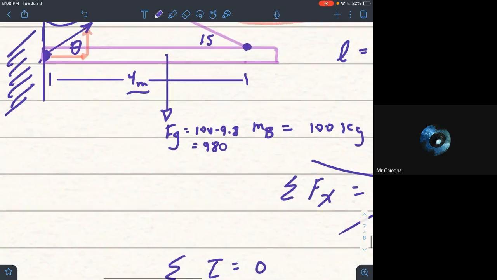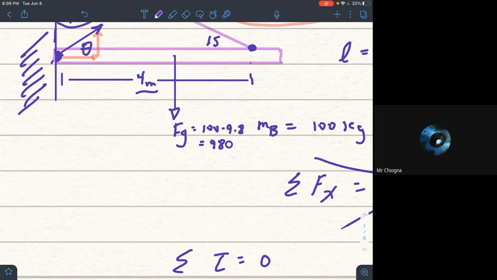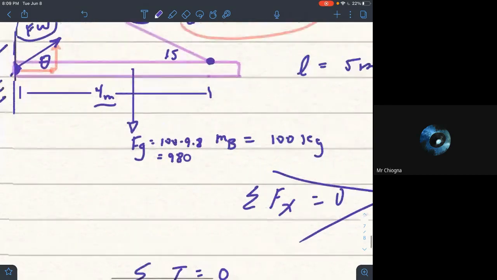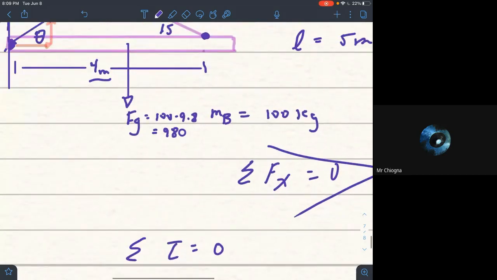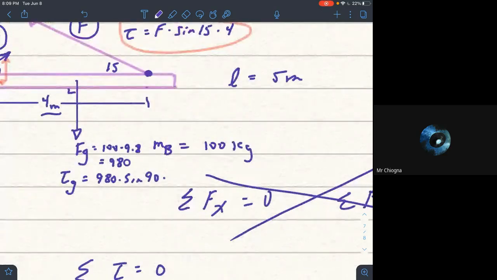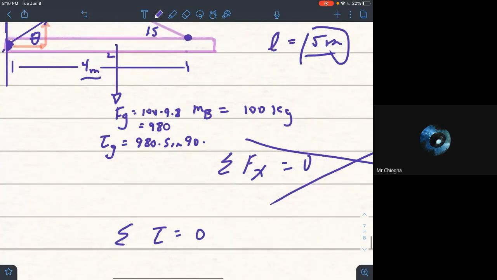What's the torque? That's what we're going to calculate. We don't simply need the force. We need to go further and calculate the torque. It's a beam, so you need a torque expression. I'll call it torque G: 980, the force, times the sine of 90. It is a 90-degree angle, so that's 1. Times the length. What's the length? Is it 5? No, it's at the midway point, so it's 2.5.